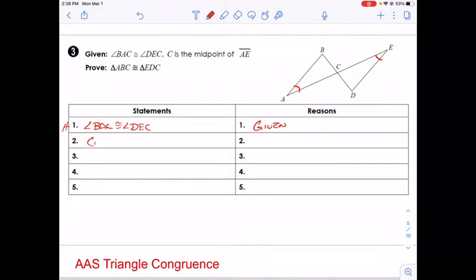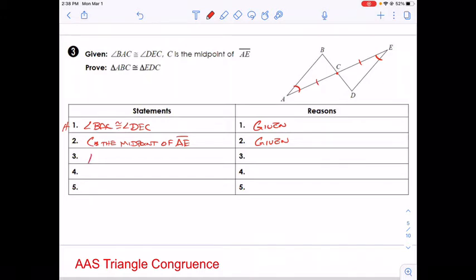C is the midpoint of AE, given to us. So what does that tell us? Well, if C is the midpoint of AE, that means it cuts it in half. So C is our midpoint, which means that we're going to have a half over here, the same length as the half over here. So that's what we write down next. We need to describe what we know.